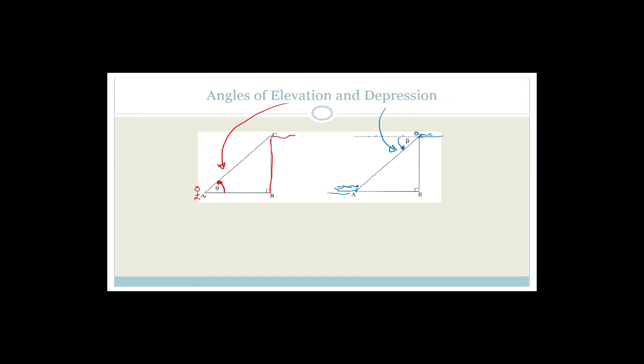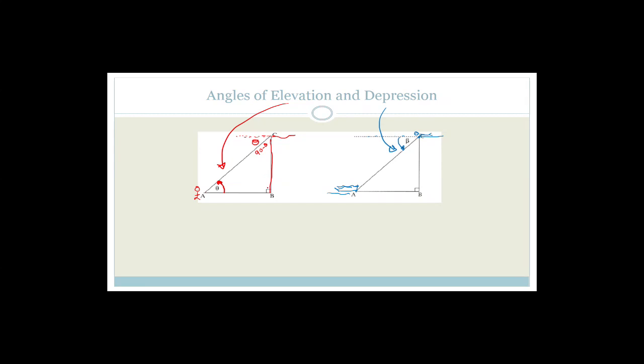This angle of elevation is with the ground. So it makes an angle of theta with the ground. But the ground is horizontal. So that means that if I draw in the horizontal line, this here will be theta, because they're alternate angles. And therefore, we can say that this is 90 minus theta.